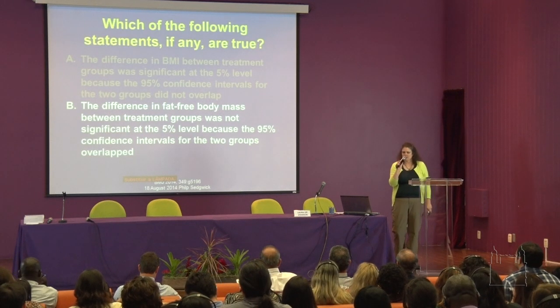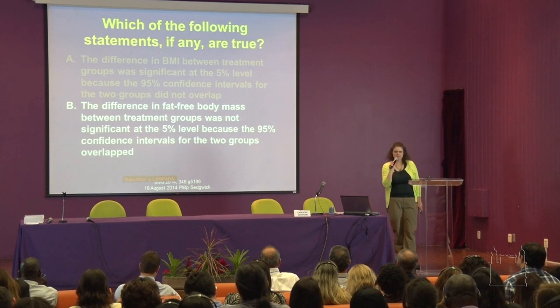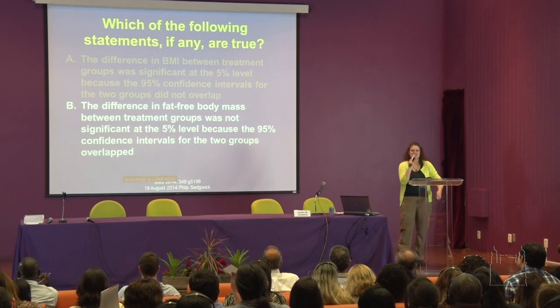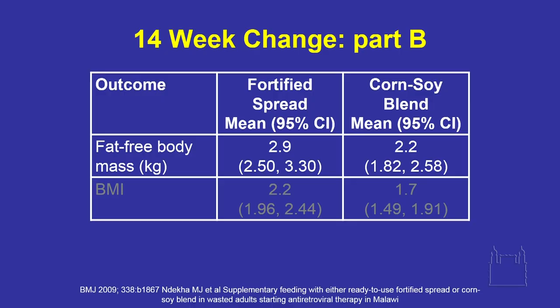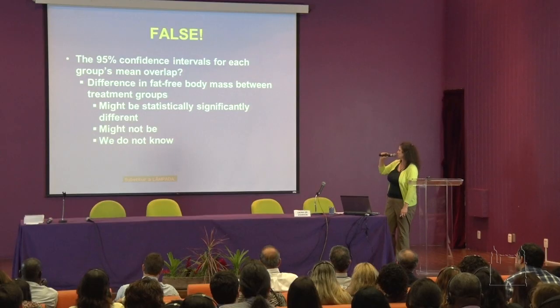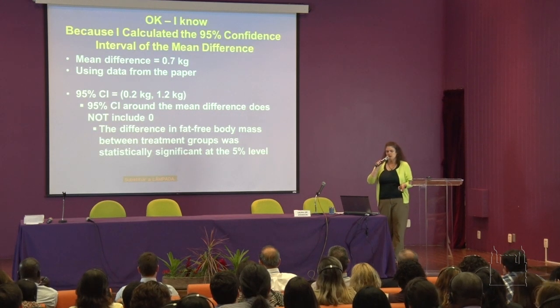But what about those overlapping confidence intervals? True or false? Raise your card if it's false, because I thought I heard it, but I wasn't sure. There are two brave women, and they are correct. Now the guys are raising their hands. Okay. Yes, these are non-overlapping, but I tested it. So how do you know? So you're correct. The answer was false, because we don't know. It could have been statistically significant, could not have been statistically significant. I actually had to do the correct confidence interval to figure this out. Thanks, BMJ. So the difference in fat-free body mass between the treatment groups might be, might not be.